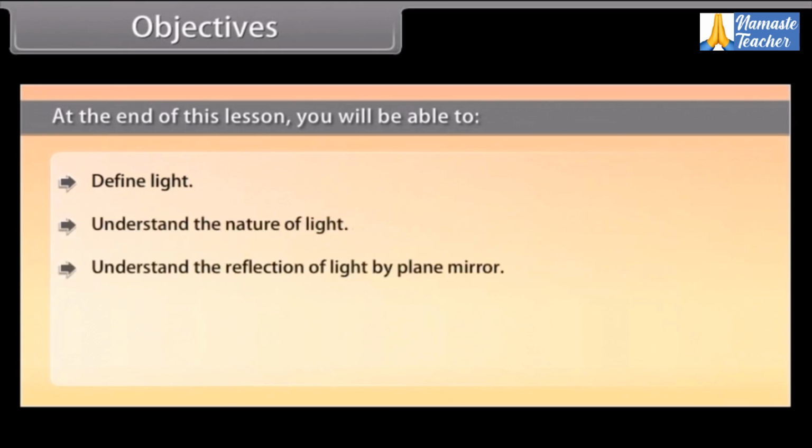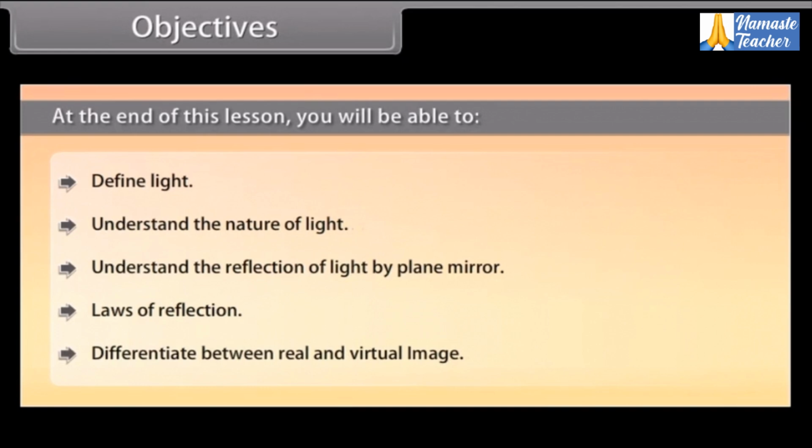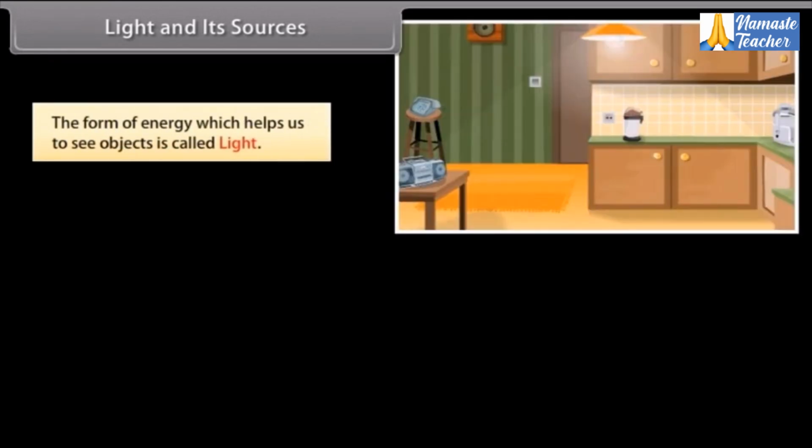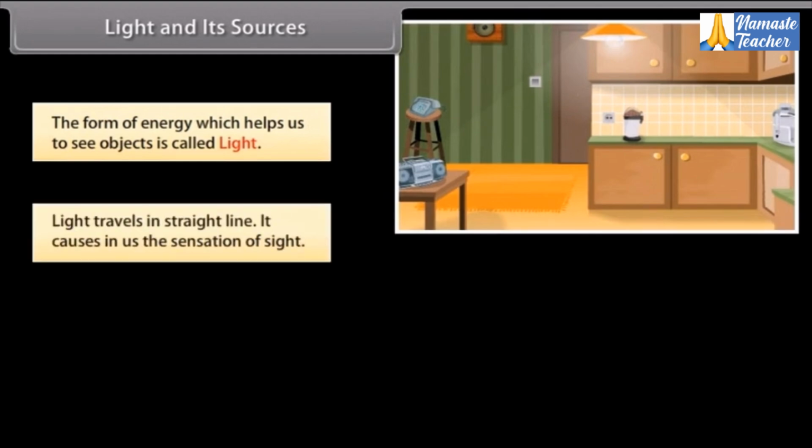Objectives. At the end of this lesson, you'll be able to define light, understand the nature of light, understand the reflection of light by a plane mirror, laws of reflection, differentiate between real and virtual image. Light and its sources. The form of energy which helps us to see objects is called light. Light travels in a straight line. It causes in us the sensation of sight.